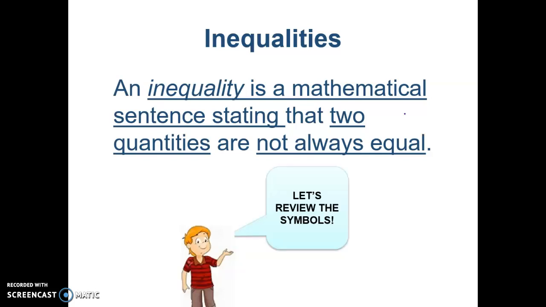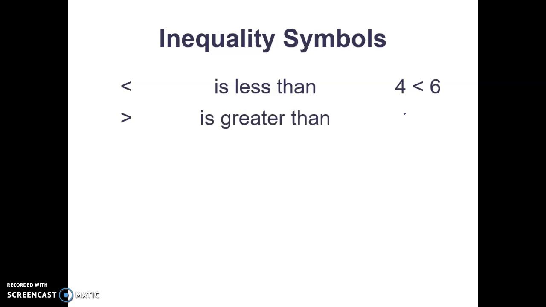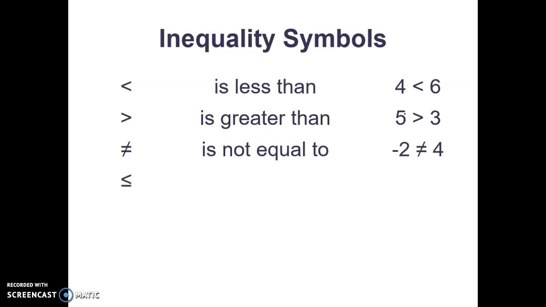An inequality is a mathematical sentence stating that two quantities are not always equal. Now, this isn't the first time you've heard of inequalities, so let's review those symbols. Our first symbol is less than. For example, 4 is less than 6. Our second symbol represents the expression is greater than, and an example is 5 is greater than 3. Our third symbol represents not equal to. For example, -2 is not equal to 4.